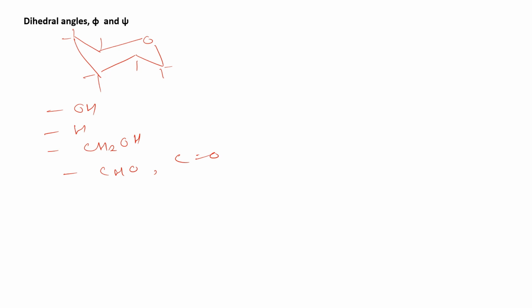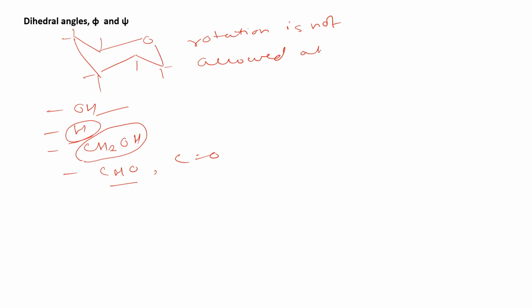Correct. Now, this is a simple hydrogen atom. This one is the bulkiest group of atoms. OH is also bulky, CHO is also bulky. Correct. So, because any sugar molecule contains these bulky groups, rotation is not allowed at all angles. Okay. They cannot rotate 360 degrees. Theoretically, they can rotate from 0 degrees to 360 degrees.